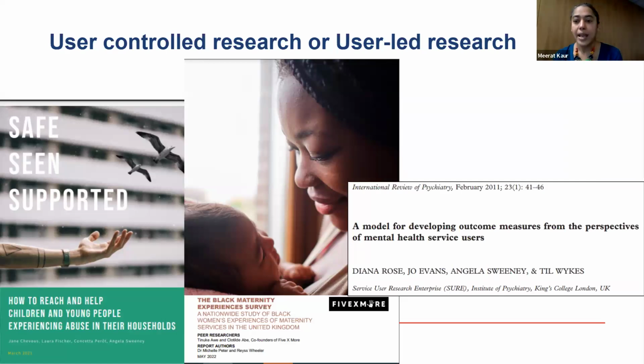This is a really useful way, and it's been really powerful to see how this research has helped inform and influence policy over the last few years. The 5 Times More report, the Black Maternity Experiences Survey, which you can see in the middle, is a really good example of that. This research was done because Black women and brown women are more likely, in Black women's case 5 times more likely, to die during maternity.